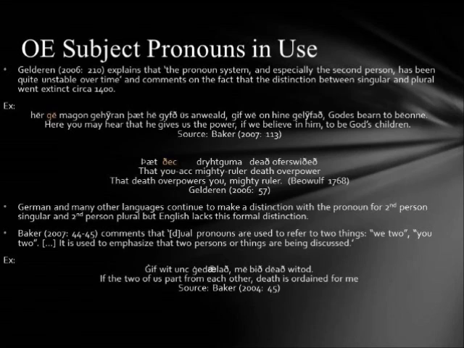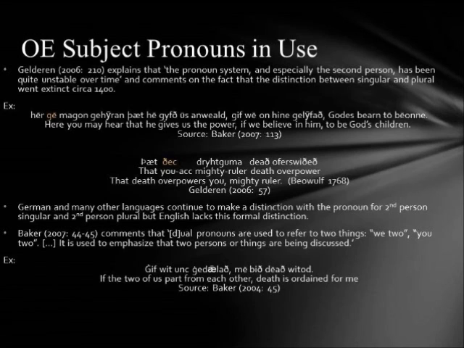German and many other languages continue to make a distinction with the pronoun for second person singular and second person plural. However, English does not make this a formal distinction, and I will get back to this later on in the presentation. But for German, du corresponds to the singular informal way, and ihr corresponds to the plural informal way. And then there's also a formal pronoun Sie, which is the same for singular and plural.